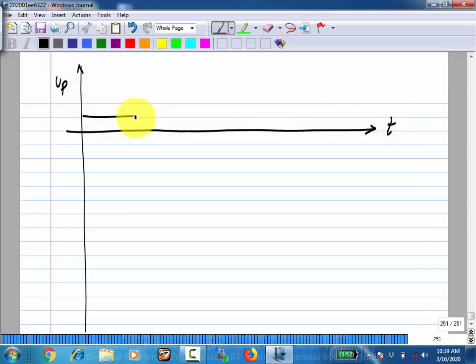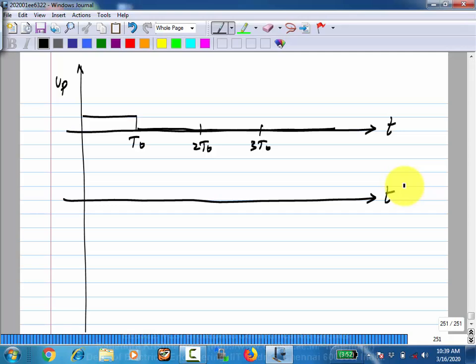Our pulse looks like this, right? This is T naught, then we have 2 T naught, 3 T naught, and so on. What will be the resistor voltage VR? Yeah, it will be a pulse, of amplitude... The shape looks the same, right?